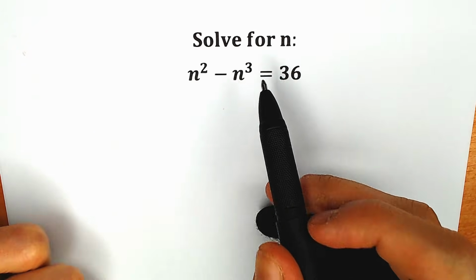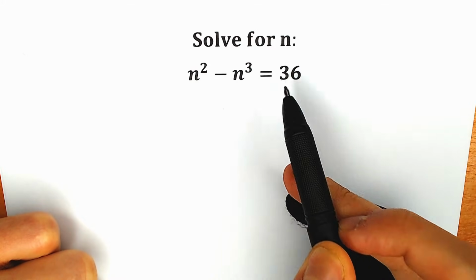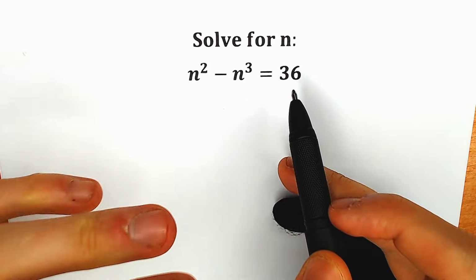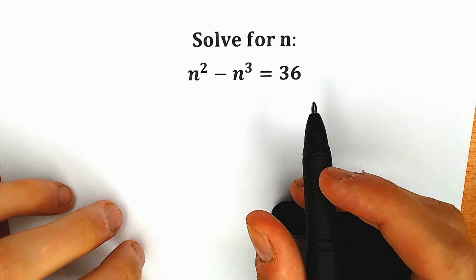Today we have a really interesting equation: n square minus n cube equals 36. We need to solve this equation for n, so if you have your assumption, your solution, you can also write it in the comments below and then we will check our answers.